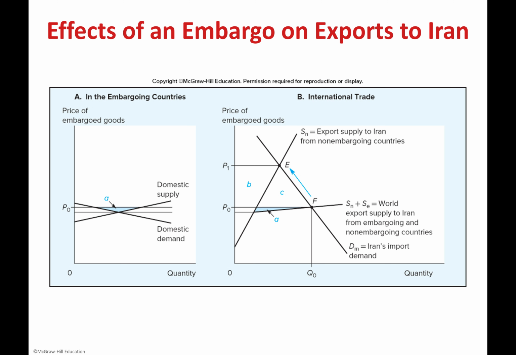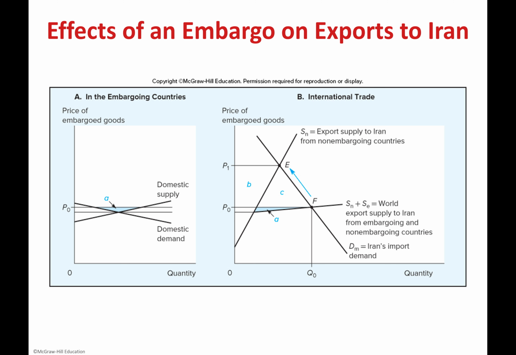And you can see it's an upward sloping supply curve to Iran. And you can see import demand is there as well. Downward sloping demand curve labeled D subscript M. So the equilibrium would be F. In other words, Iran would import Q0 of the product, whatever it is, and at price P0.